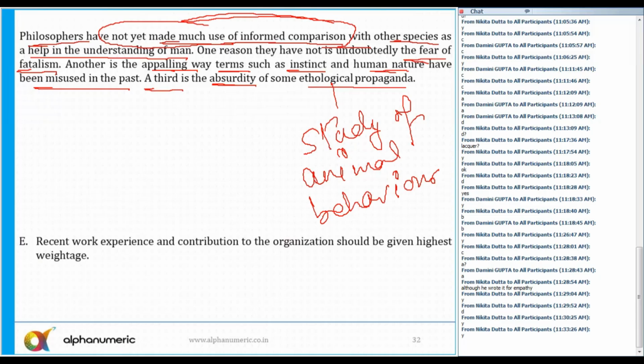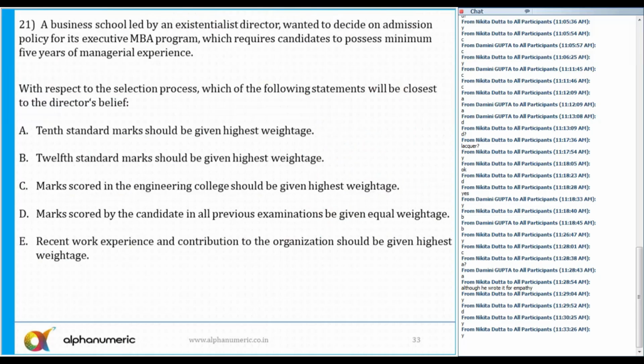Based on this, question number 21: a business school led by an existentialist director wanted to decide on admission policy for its executive MBA program, which requires candidates to possess minimum 5 years of managerial experience. With respect to the selection process, which of the following statements will be closest to the director's belief? What do you think?